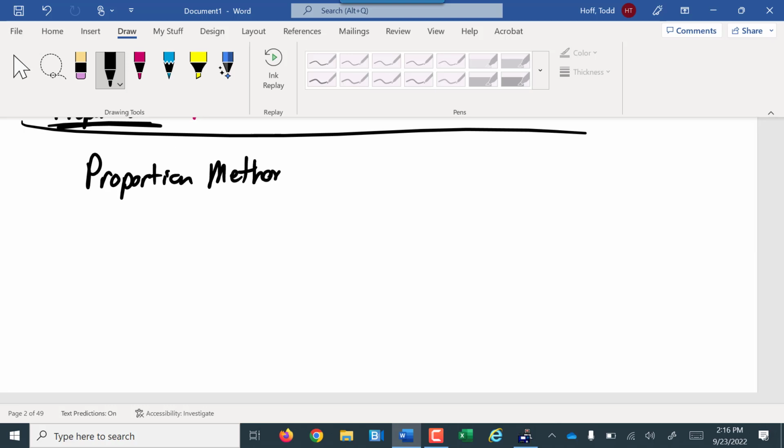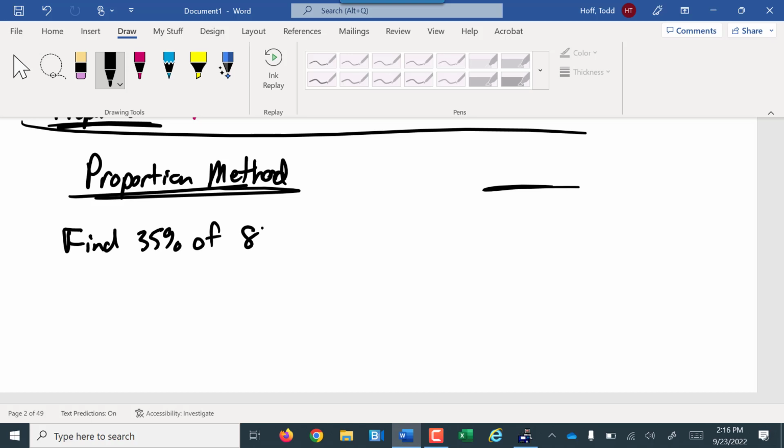Now, if you're taking notes, note that I'm leaving this side over here blank. I'm going to come back and redo each of these problems with another method later. So anyway, the first problem we'll look at is find 35% of 84. When we do these, I always start with the percent. So 35% is that ratio of 35 out of 100.